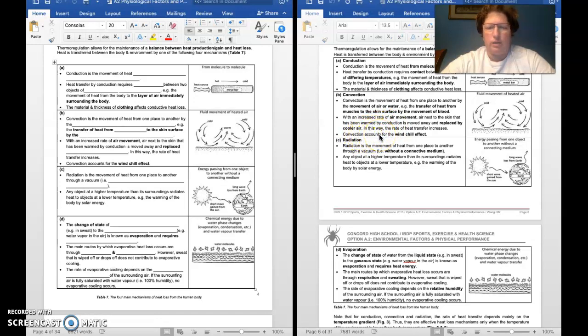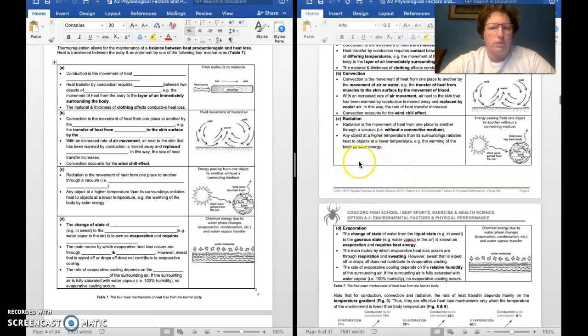Convection, when we look at weather patterns, is the wind chill effect, which is why when it is very windy, it is sometimes much colder feeling than if it's not windy, and that's because we're moving the warm air out of the way and bringing cold air in.